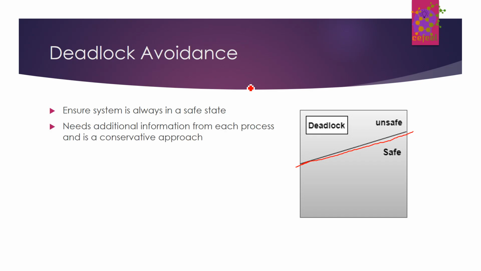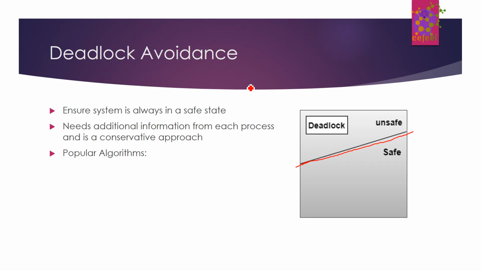To calculate whether the system is in a safe or unsafe state, the processes have to provide additional information to the system, and that too in advance. This is a conservative approach, so the processes have to declare very well in advance, I need 2 instances of resource 1 and 3 instances of resource 2 and so on, which may not be practically possible.